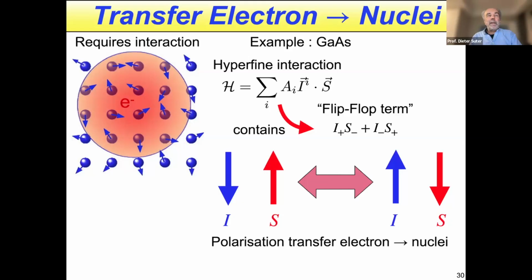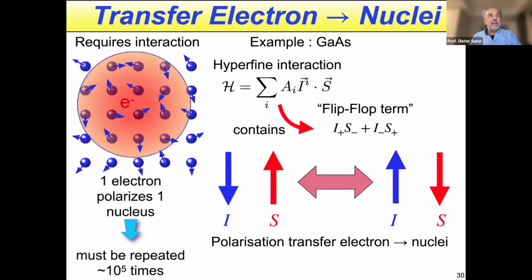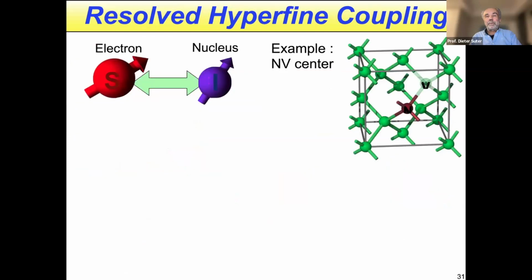The problem that you have here is that you have many nuclear spins which need to be polarized to get a decent signal. And in each excitation process, the electron can only polarize one nucleus at most. So if you want to get high nuclear spin polarization, you have to repeat that many, many times. So this is a relatively slow process.